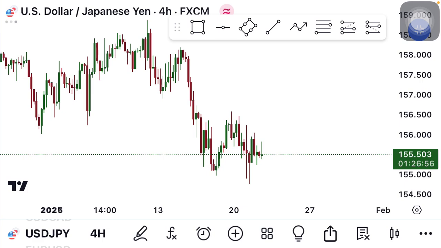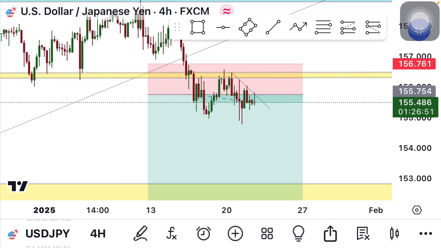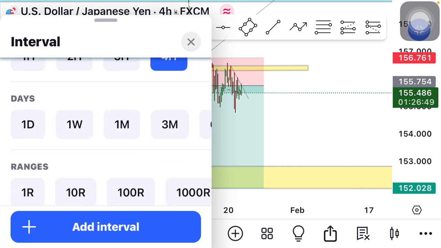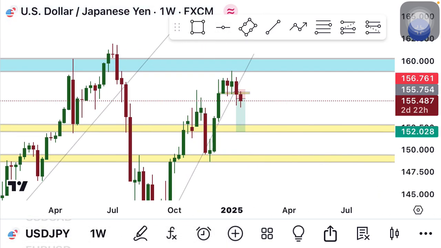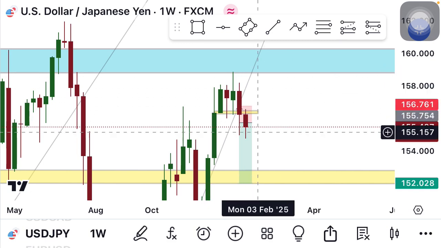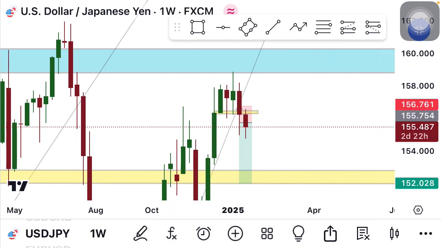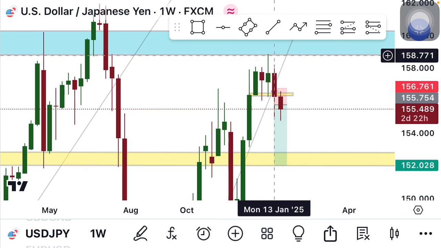USD JPY is another pair I'm interested in at the moment. So USD JPY, once again, I'm interested in this sell because on the weekly time frame, you can see that this level is a key level, and when price got to this key level, what happened? Price started selling. Price below here is a key resistance level, so you should be expecting what? Selling opportunities all the way to the downside.